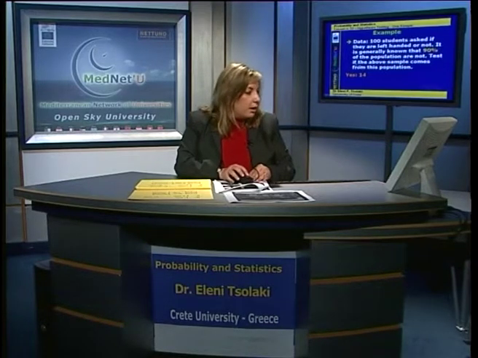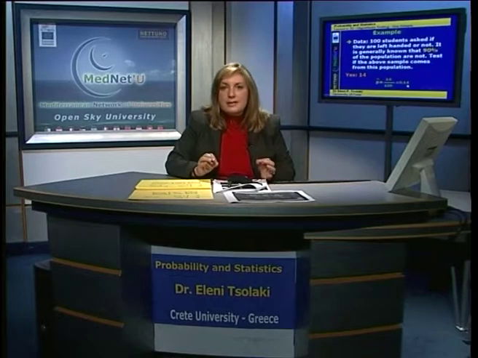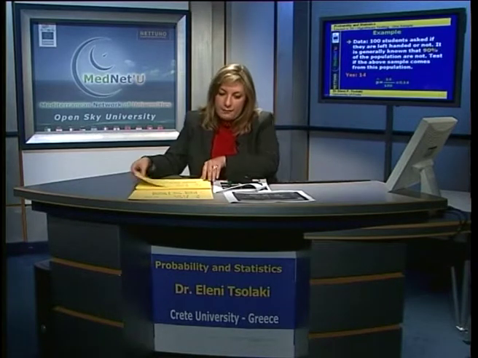We have 14 positive answers out of 100. So our test statistic here, we see that the estimate of the proportion is 0.14, and we are going to calculate the test statistic. Here it's, as we have seen, slightly different than the estimate, and we are going to do our test. So we have that.